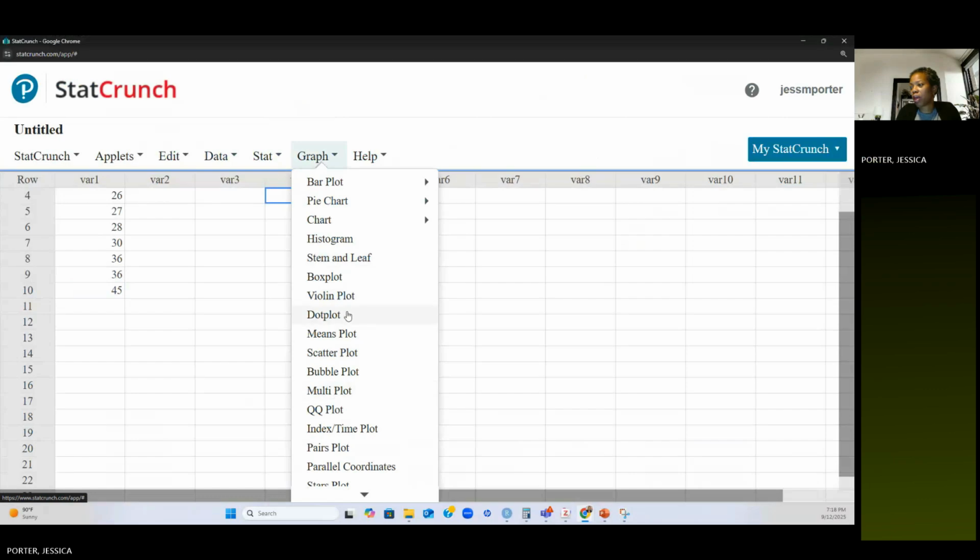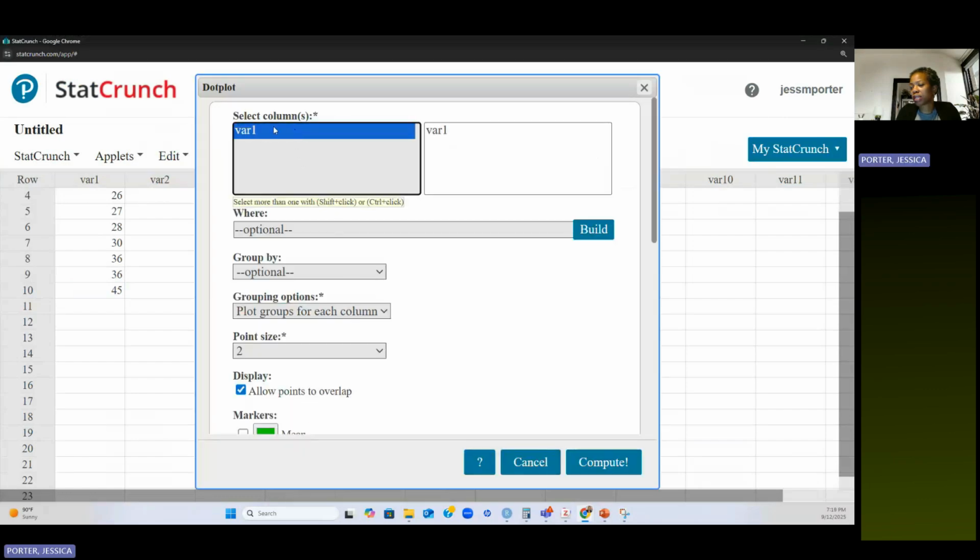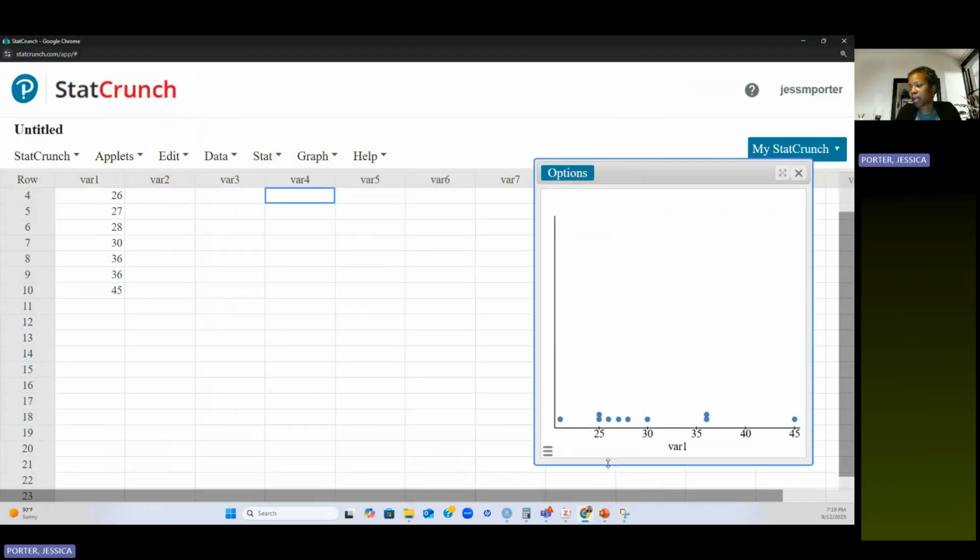Graph, dot plot. You're going to select the column that the data is in. And there's your dot plot. If you hover over the dots, it tells you which dot that is, what number it is. And you'll find in StatCrunch with your graphs, if you hover over the graph, it's going to tell you what the frequency is and give you information about that particular part of the graph.